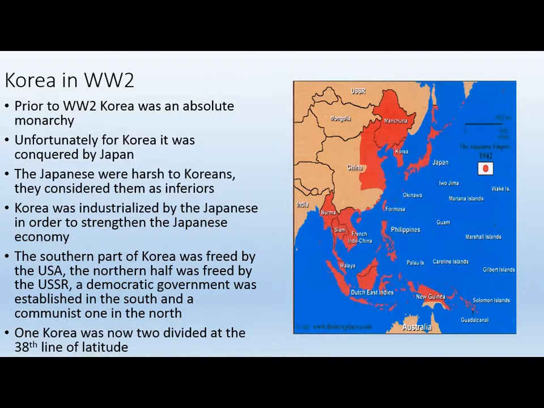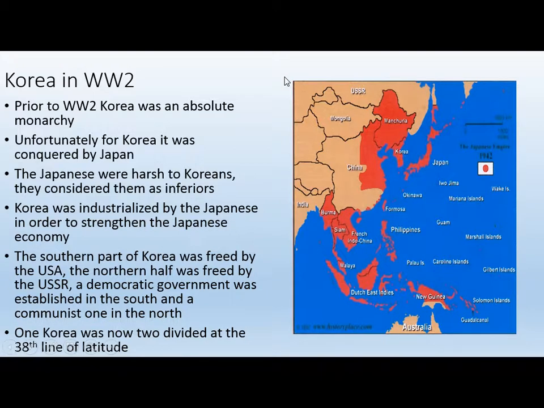Now, the southern part of Korea is going to be freed by the United States of America during World War II. The northern half is going to be freed by the Soviet Union. Again, you look at the map, you can see between Korea and the Soviet Union is Manchuria. Manchuria was also conquered by Japan, so the Soviet Union is going to move its troops down and free the northern half of Korea. The United States of America is coming this way and is going to free the southern half of Korea.